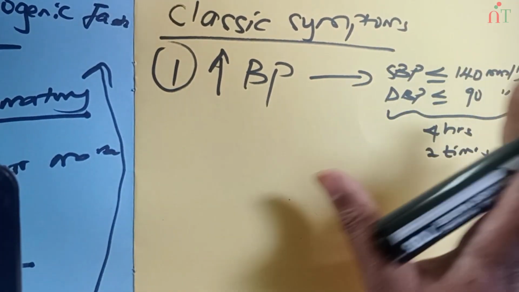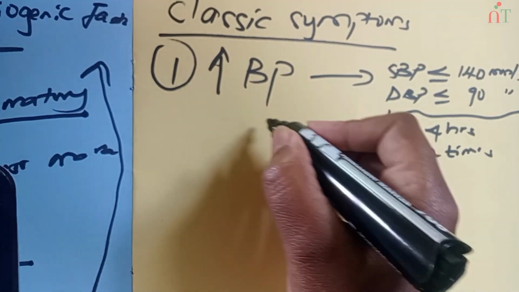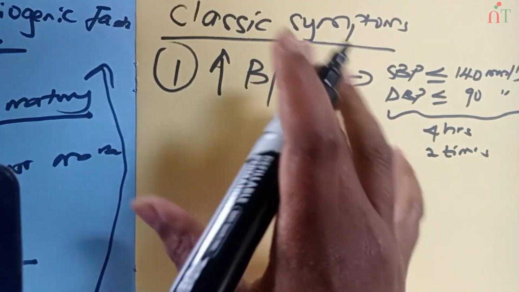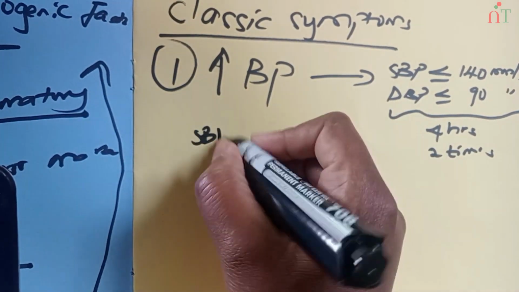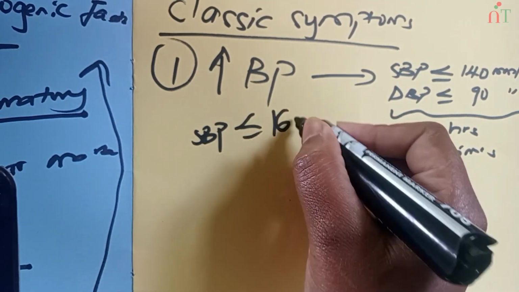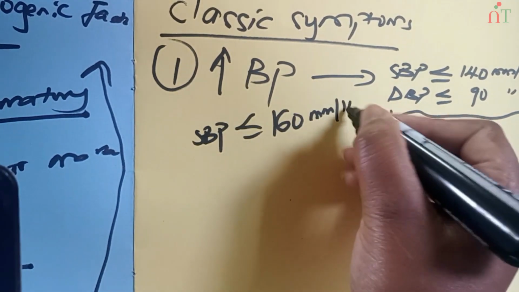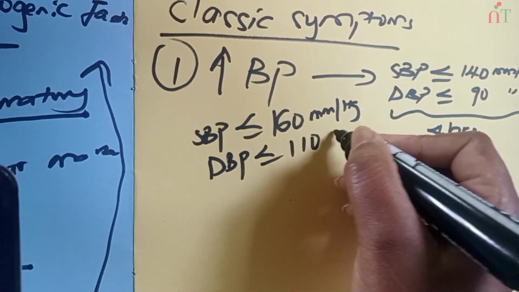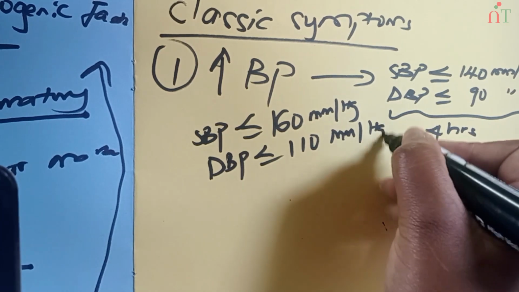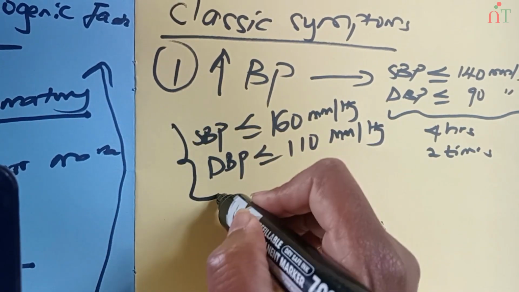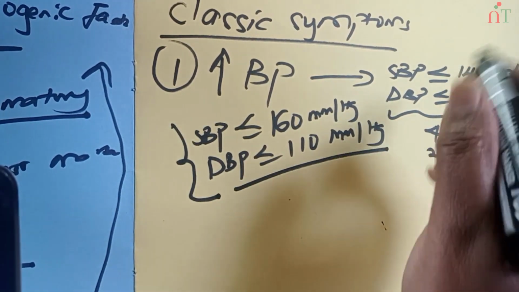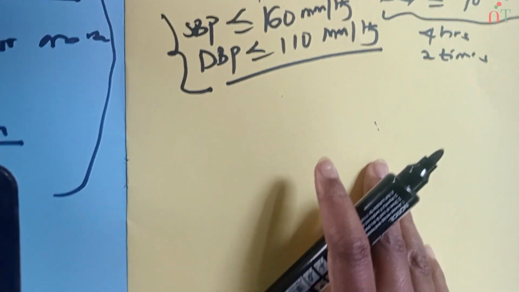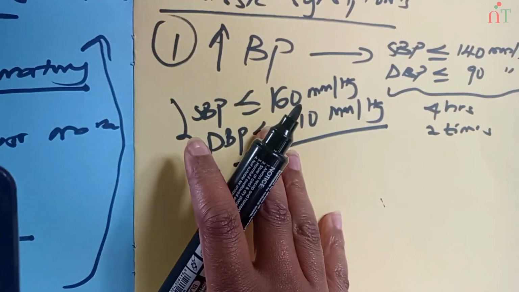And then the other one that we said is when this patient has come to you and you've taken the reading 1 time, and the systolic blood pressure is at least 160 millimeters of mercury, and the diastolic blood pressure is greater than or equal to 110 millimeters of mercury. Even with just this 1 reading, this is a clear symptom of preeclampsia. So high blood pressure, we've said that is symptom number 1.